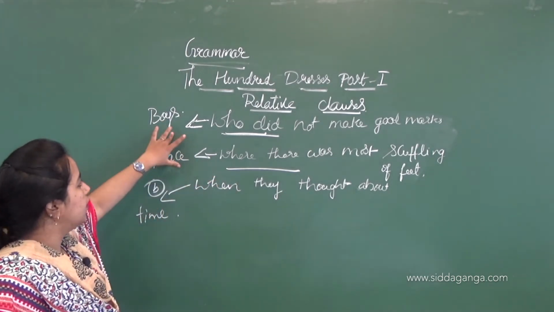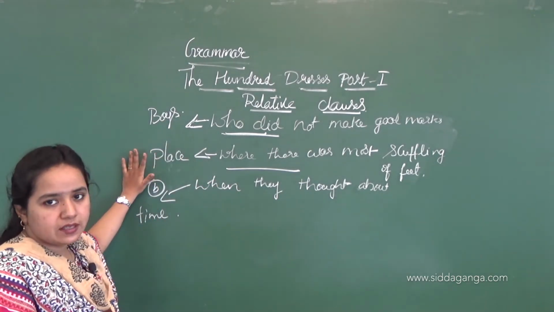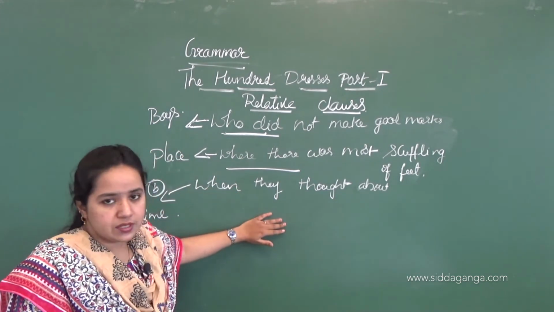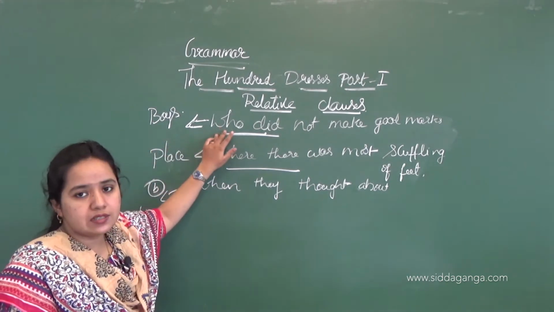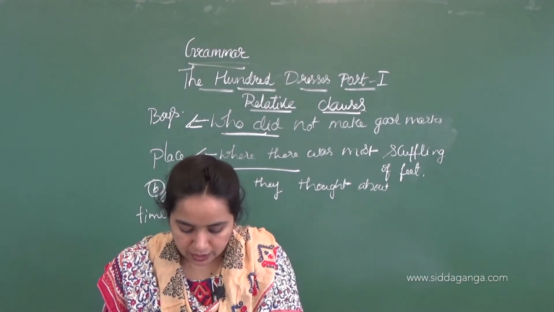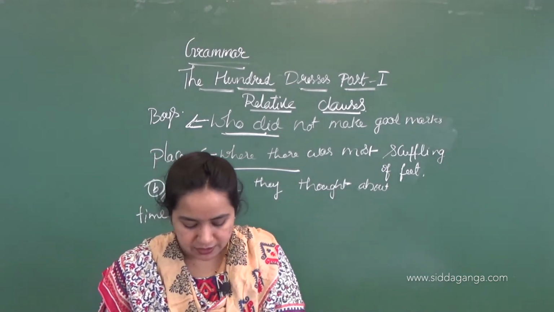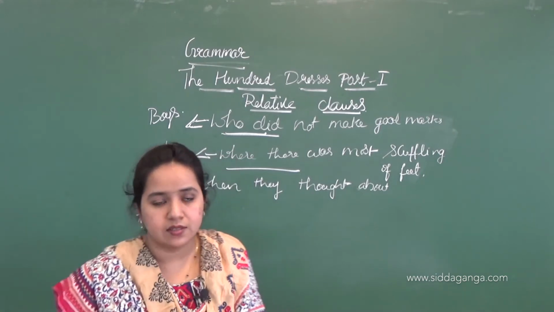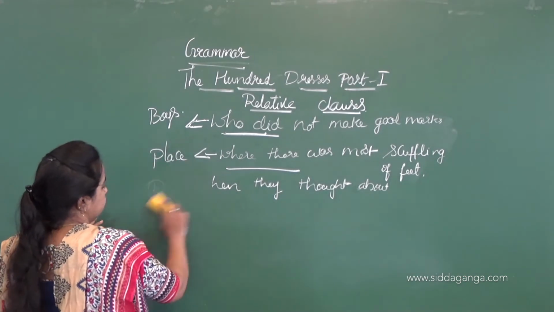Here it tells about boys and there it tells about a place. Like that we use relative clauses in sentences. Now let's see some of the activities given here. The activity means questions and answers related to these relative clauses.